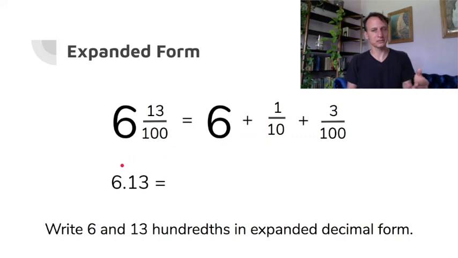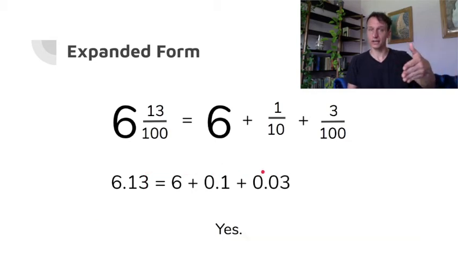And now in decimal expanded form, 6 and 13 hundredths again. 6, that stays the same. And watch this. We have a 1 in the tenths place, so 1 tenth. 3 in the hundredths place, so 3 hundredths. And notice, you would read these the same. If you had your eyes closed and you just read these, you wouldn't know if you were reading the decimal or the fraction version. Amazing.